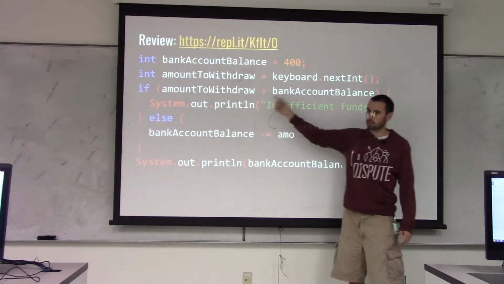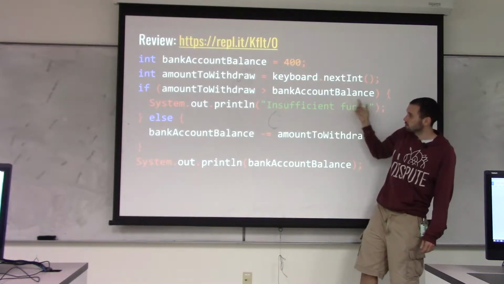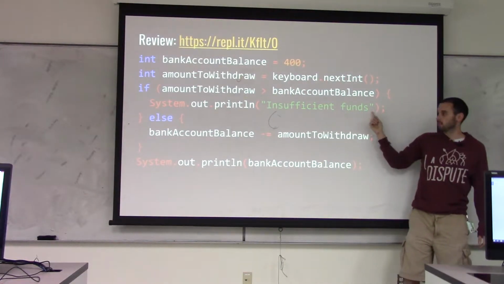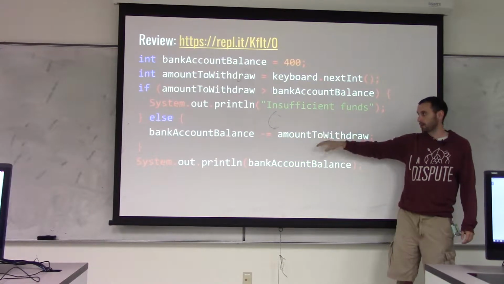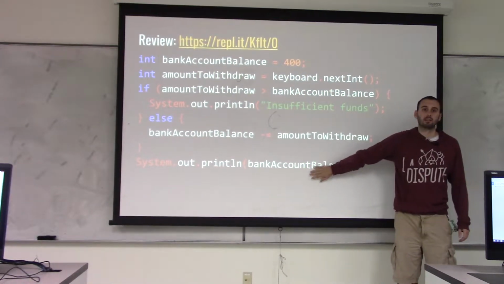I check to make sure the amount that I want to withdraw is not greater than the amount available in their bank account. If it is bigger, then I say insufficient funds. And I have my else case, which handles the regular path, where I subtract the amount they want to withdraw from their bank account balance, and then I print out on the last line here their balance.